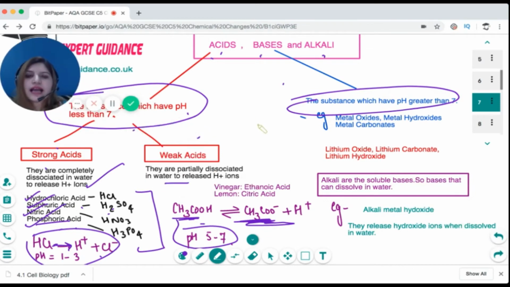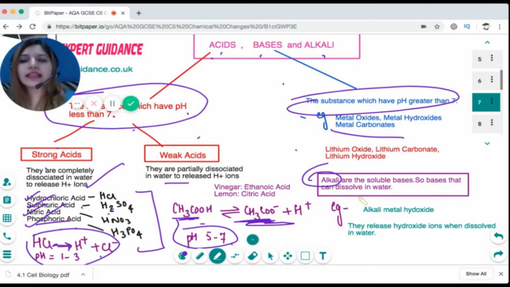On the other hand, how do you give an example of a base? Remember, all the metal oxides, hydroxides, and carbonates are bases. If you remember from the periodic table unit, all the elements to the left of the periodic table are metals. So you can pick any one metal from the left side. Let's say lithium. So lithium oxide, hydroxide, carbonate, sodium oxide, sodium carbonate, sodium sulfate, potassium oxide, carbonate, sulfate. These are all bases.